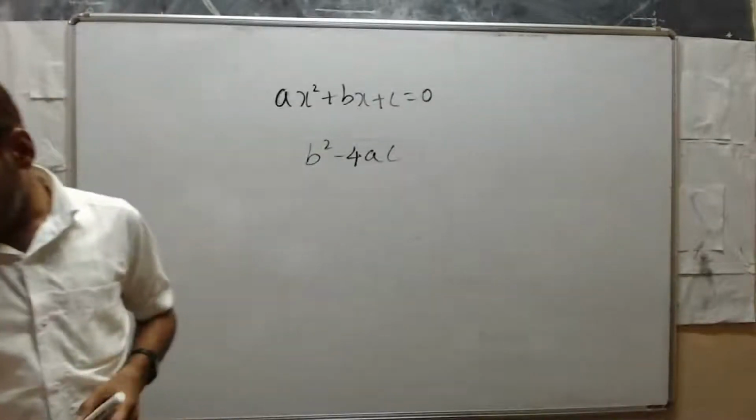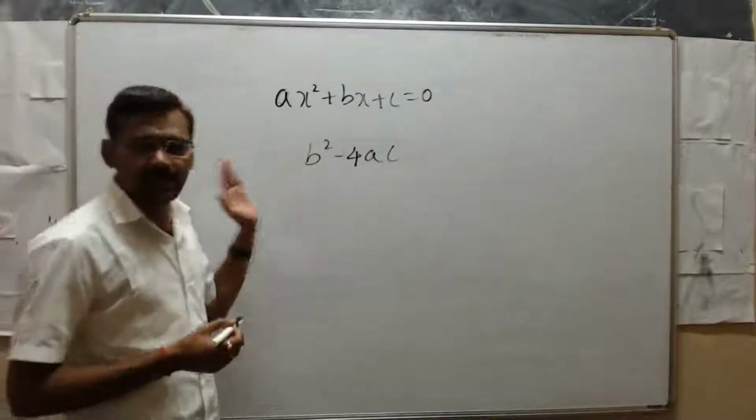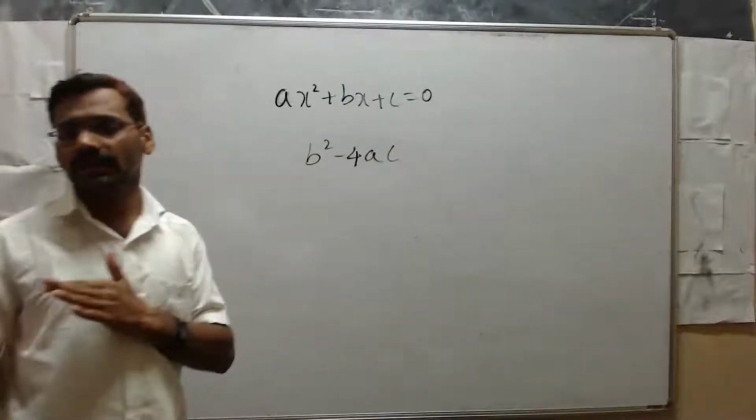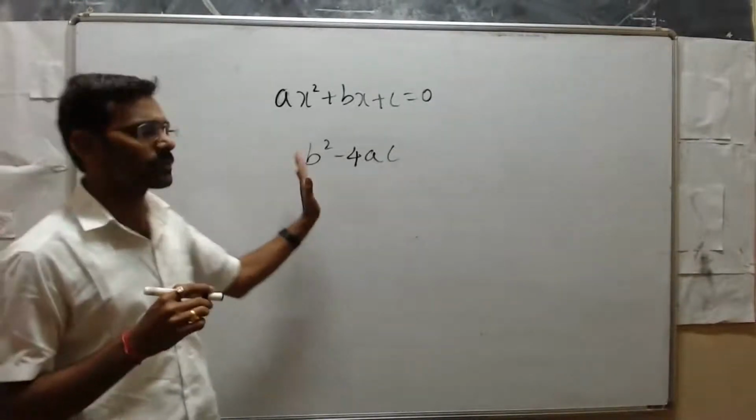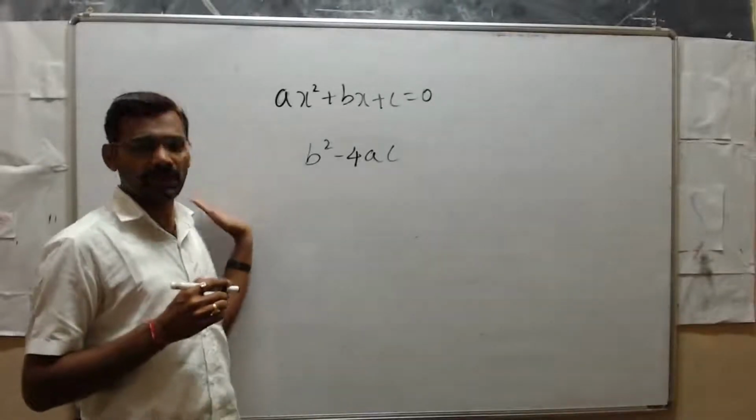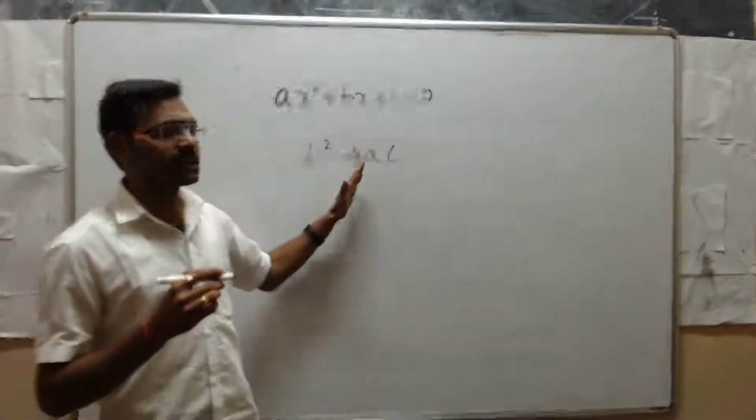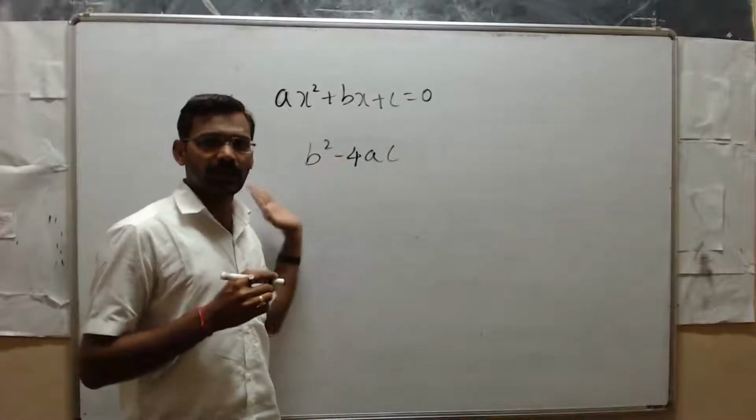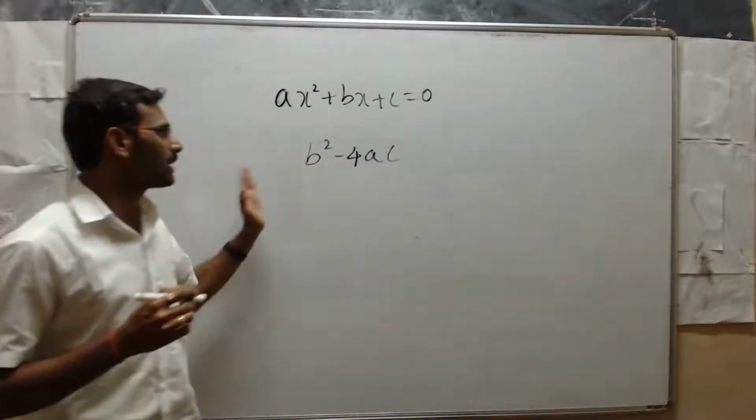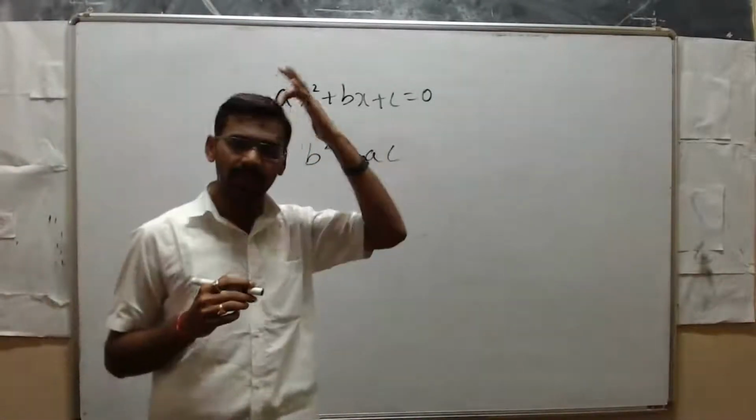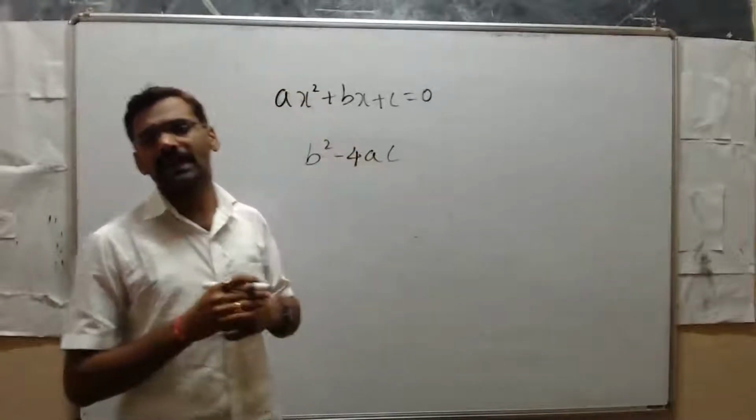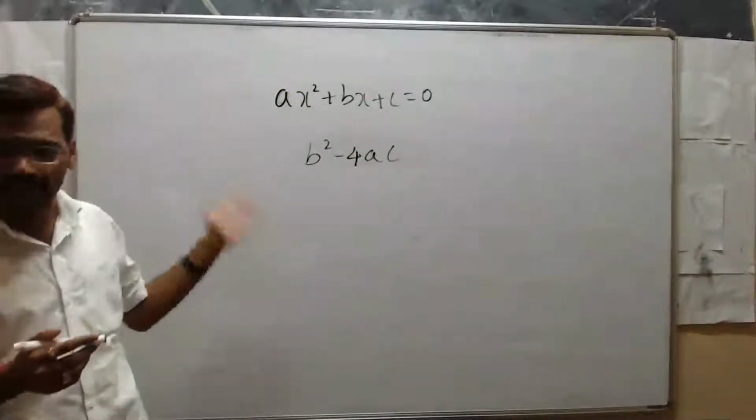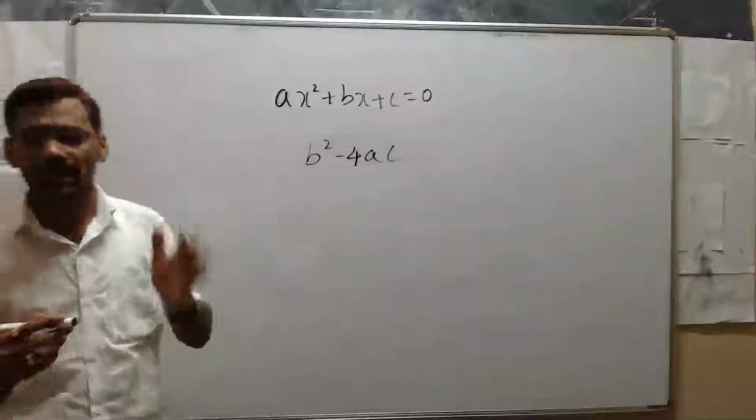So what is the nature of roots? With the help of this discriminant only, we are able to decide the nature of the roots. As all of you know, b is nothing but the coefficient of x, a is nothing but the coefficient of x square, and c is nothing but the constant term. Then b square minus 4ac is considered as the discriminant of the quadratic equation. With the help of this discriminant only, we are able to decide the nature of roots.